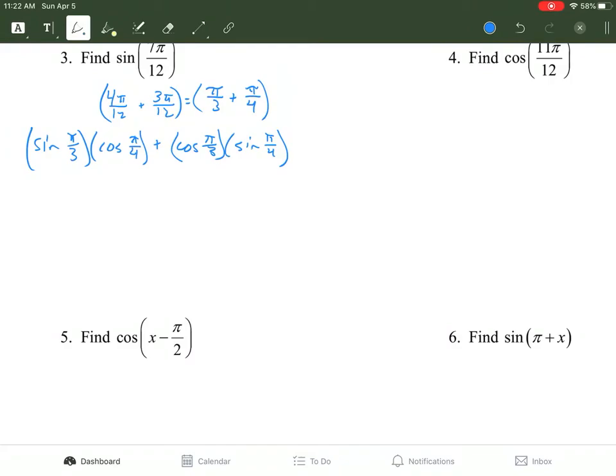Okay, so now that we have our equation written out, all we have to do is use the unit circle to find out what those values are. So sine, which is y, at pi over 3 is going to be root 3 over 2. All right. Cosine at pi over 4 is going to be root 2 over 2. It's the x term. Plus cosine at pi over 3 is going to be 1/2. Oh, not 1/3. All right, and sine of pi over 4 is going to be root 2 over 2.